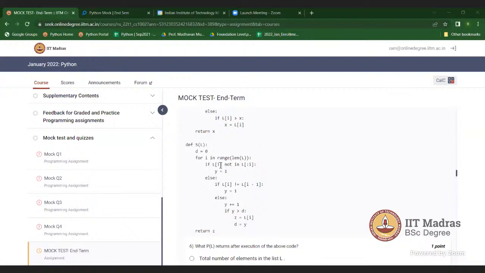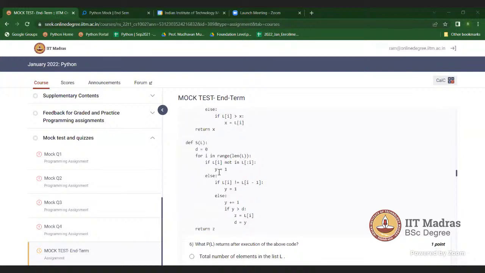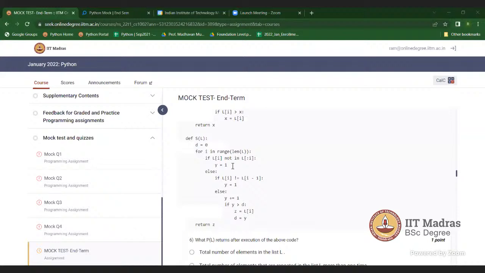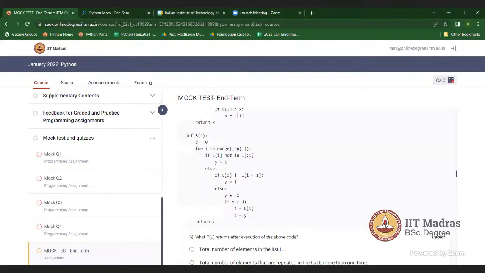After that, we do not know about the I plus 1 to the remaining, but until the I minus 1 elements, it does not repeat. Okay, if it happens, we'll have y equals to 1.